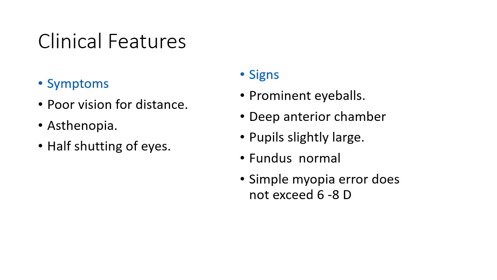What are the clinical features of myopia? The poor vision for distance, asthenopia, half shutting of the eyes. Because of the half shutting, it can cause a pinhole effect, and the child will have good quality vision. So he will be shutting the eyes and squinting all the time. What are the signs? These are prominent eyeballs, deep anterior chamber, slightly large pupils. Then the fundus is normal. Simple myopia error does not exceed 6 to 8 diopters.